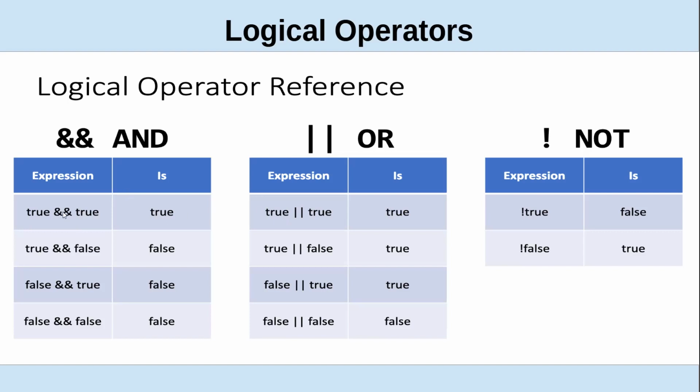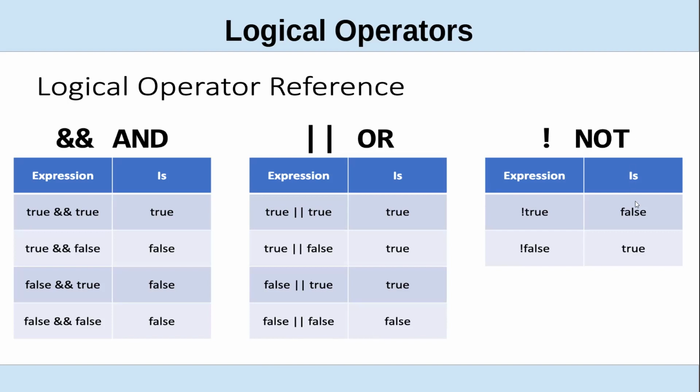So if you have a true and a true, the result is true. A true and a false, it's false. False and true is false, and false and false will be false. In the OR function, a true or a true is true, a true or a false is true, a false or a true is true. The only time it's false is when both inputs are false. You could have even 3 or 4 inputs. As long as they're all false, its output would be false.